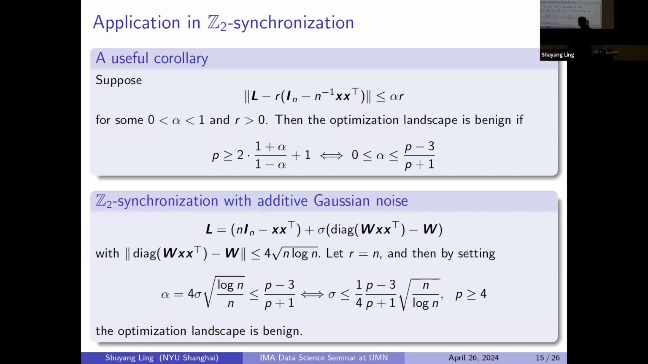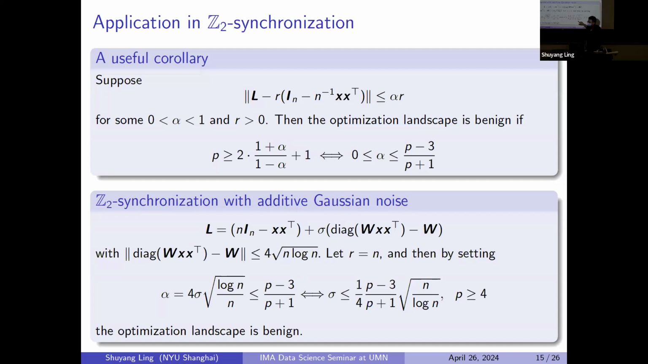Which means sigma has to be smaller than this quantity, right? If p is larger, it means you can tolerate more noise. But at least you have to make sure p is greater than or equal to 4, because it won't work otherwise. So p has to be on a sphere of dimension 3, a 3-sphere. Then essentially the landscape is benign. The interesting part is that if we set p equal to 4, this part is basically a constant, and this part is square root of n divided by log n. So that's almost the same order as SDP.